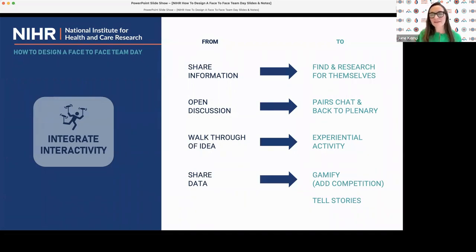Walkthrough of an idea versus an experiential activity. Recently, I was trying to explain to a client the power of virtual reality coaching, and I was trying to talk them through it. I was explaining what happened: you put this headset on, you go off into this world. And I could see it just wasn't coming across the way I was trying to explain it.